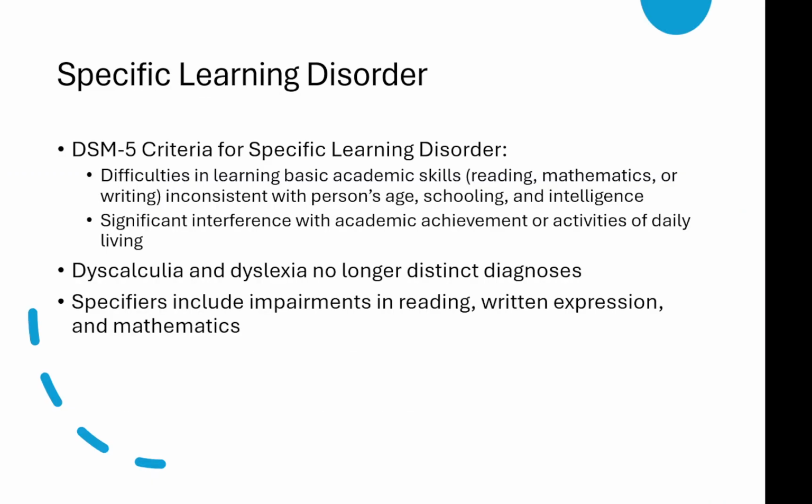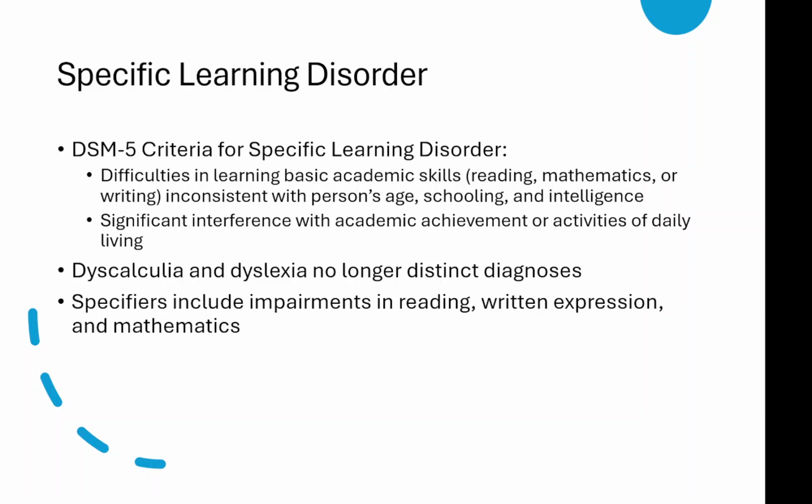So let's go over some specifics regarding the DSM-5 criteria. Learning difficulties in basic academic skills, such as reading, math, or writing, that are inconsistent with the individual's age, schooling, and intelligence are key indicators. This means we must assess whether the individual is performing at grade level in reading, writing, and comprehension. There must also be significant interference with academic achievement and daily activities.